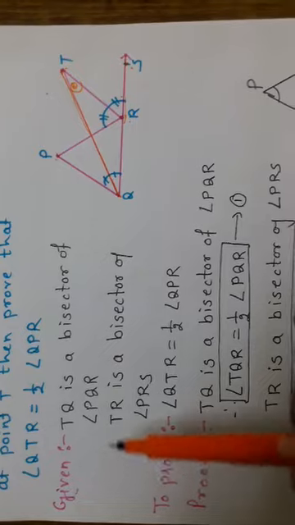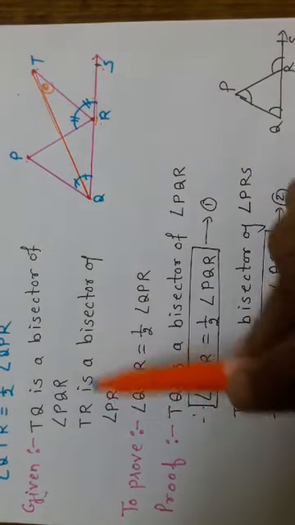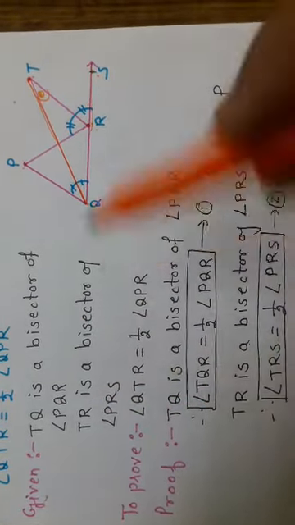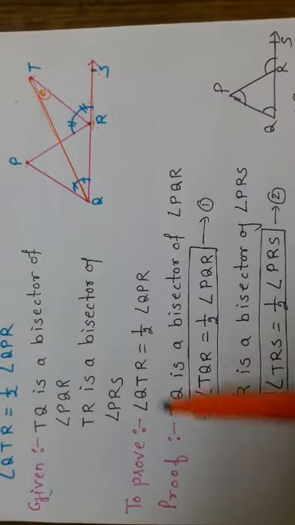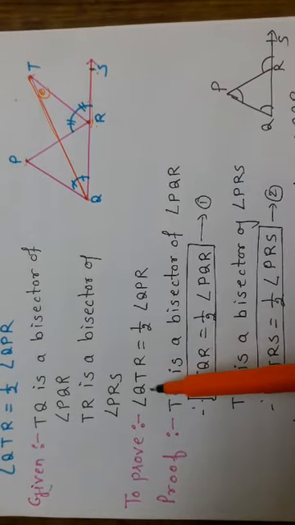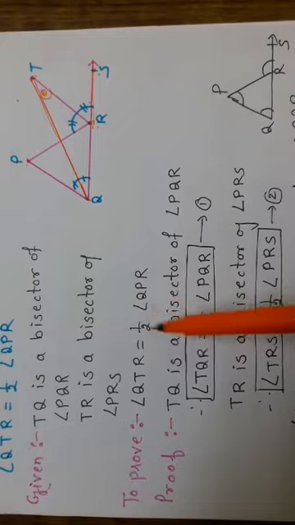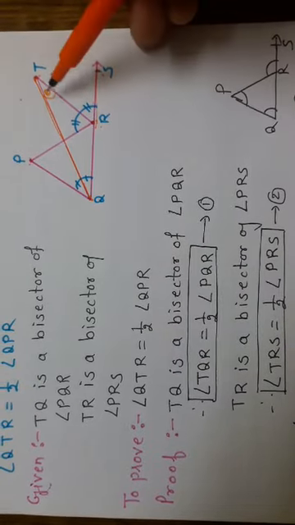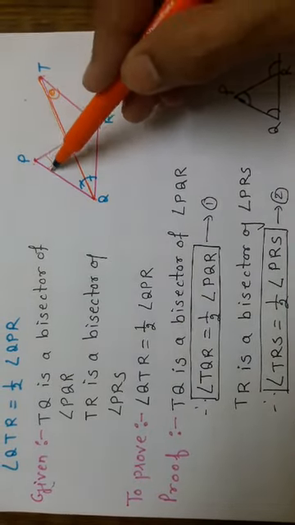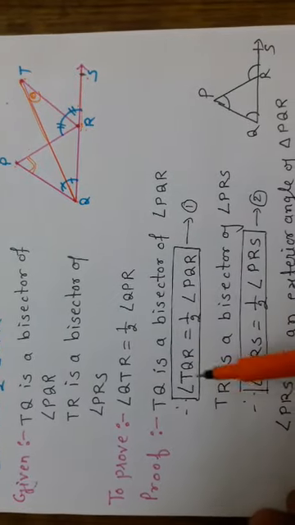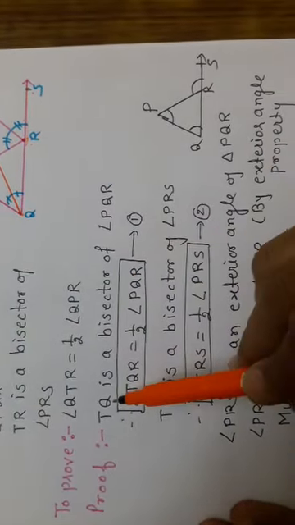Given: TQ is a bisector of angle PQR, TR is a bisector of angle PRS. The bisectors we have written. To prove: only the bisectors were given. Angle QTR is equal to half of angle QPR, which means this angle is equal to half of this.